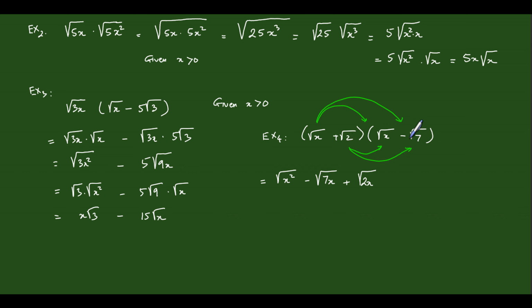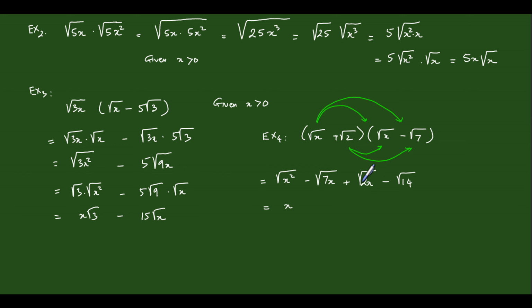So the square root of 2 times a negative square root of 7 is going to give you negative square root of 2 times 7, which is 14, okay? And the square root of x squared is x. We already learned that last time. So we have x minus square root of 7x plus square root of 2x.